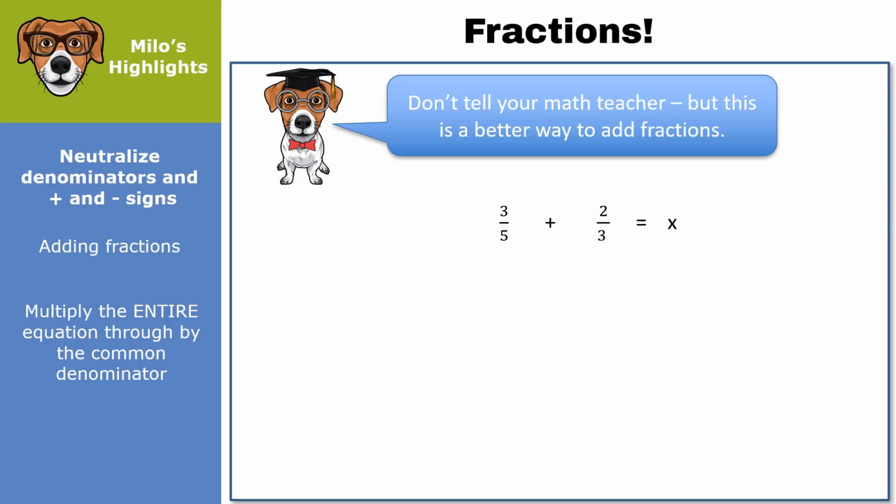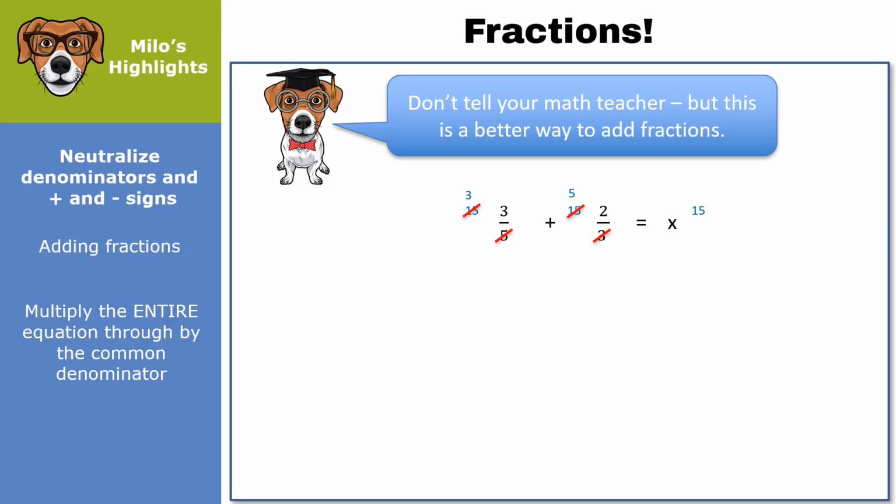Now what we're going to do is multiply the entire equation through by 15. And when we do that, that allows us to cross stuff off, and we love crossing stuff off because whenever we do that, our life gets easier. So 5 goes into 15 3 times, 3 goes into 15 5 times, and then we have x times 15 on the other side of the equation.